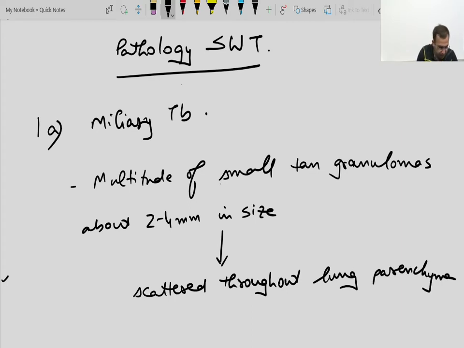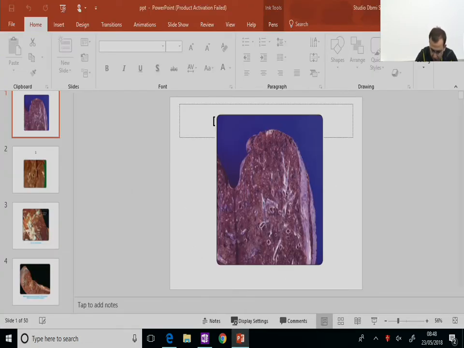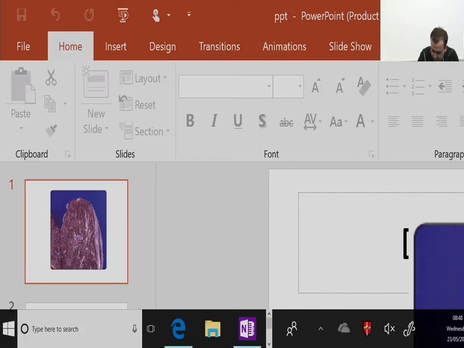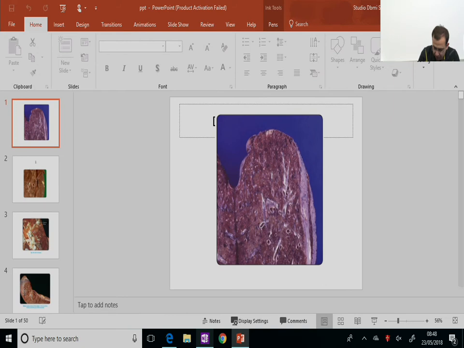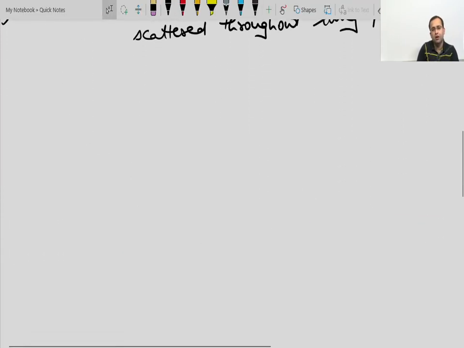Firstly, this is the microscopy. Next, let us see the other associated microscopies with this. Before we go further, this you very well know is miliary TB. Before we go to the microscopies, let us first have a look at some theory part.